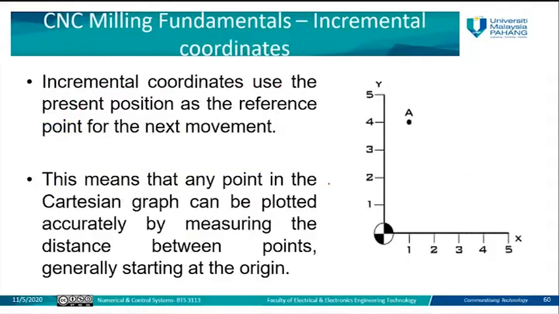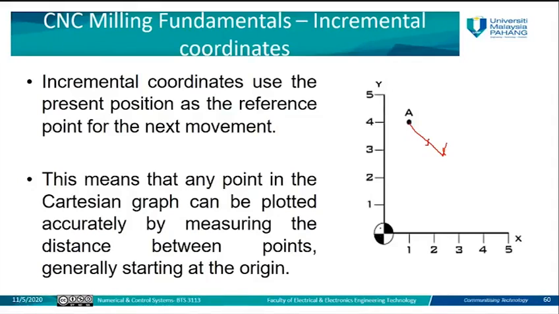If we want to go for incremental coordinate, we said the incremental coordinate uses a variable, or non-fixed, reference point. That means any point in the Cartesian graph can be plotted accurately by measuring the distance between the points. So if I am at point A and I want to move to point B, I just measure the distance from this point to this point, so the machine, or the head, can move between these 2 points.